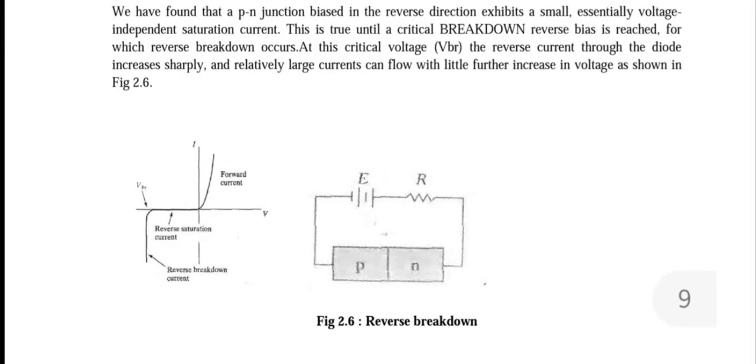Welcome all. In today's class, we will discuss reverse breakdown in a PN junction. So, what do I mean by reverse breakdown? We have found that a PN junction biased in the reverse direction exhibits a small, essentially voltage independent saturation current. In the last class, we saw what happens under reverse bias.